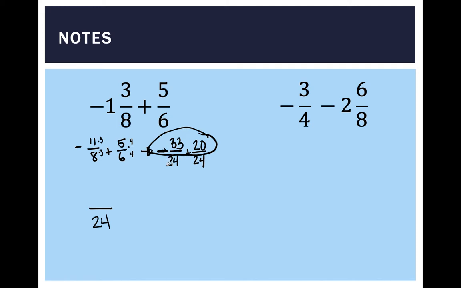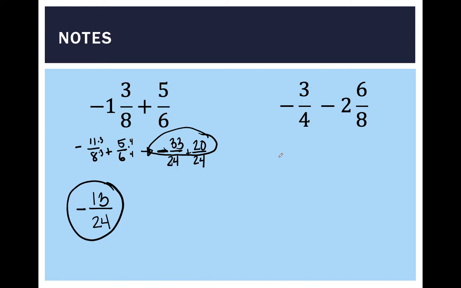So negative 33 plus 20, those are different signs, so we're going to subtract 33 minus 20, that's 13. Since 33 is the bigger number and it's negative, my answer is negative 13 24ths. And since those cannot be simplified at all, that is my answer.